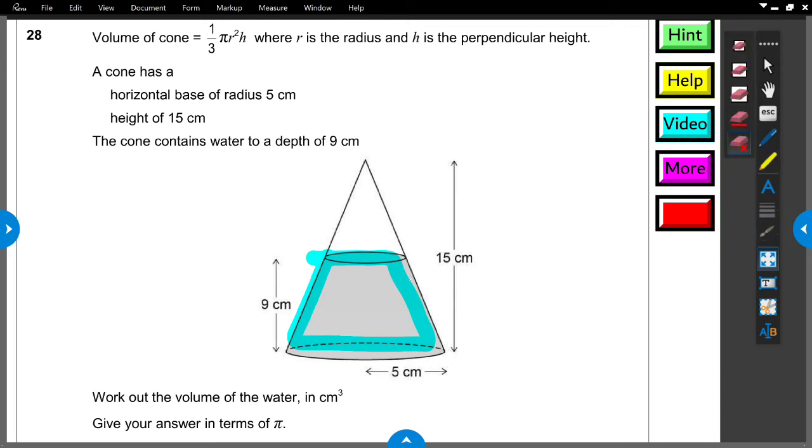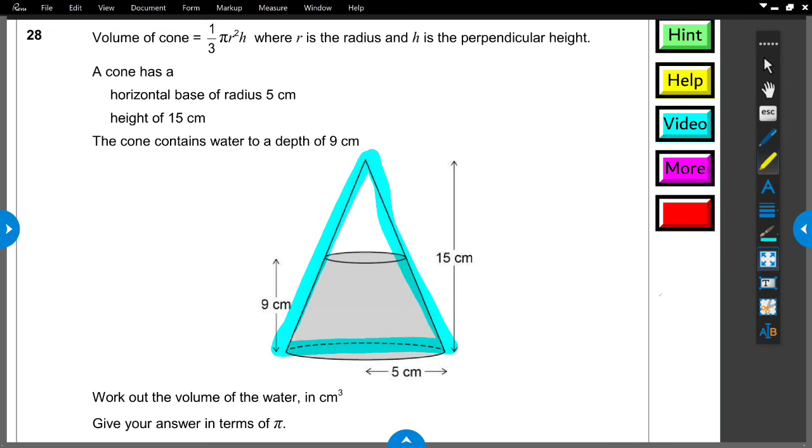We don't really know how to do the volume of that, but we have two cones. We have this larger cone here, and then we have this smaller cone up here. Now, if we take away the smaller cone from the larger cone, then we're going to get the volume of the water. And we leave our answer in terms of pi, so that means we don't evaluate what pi is, we just leave that within the answer.